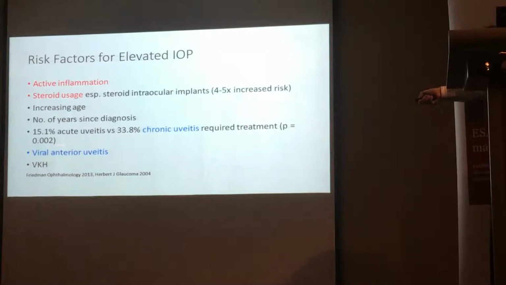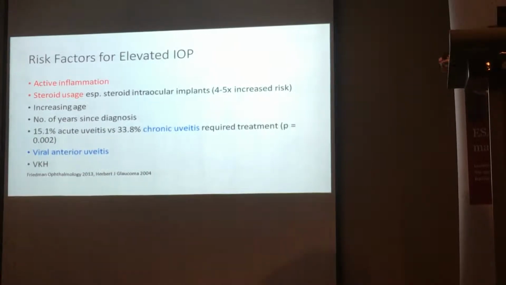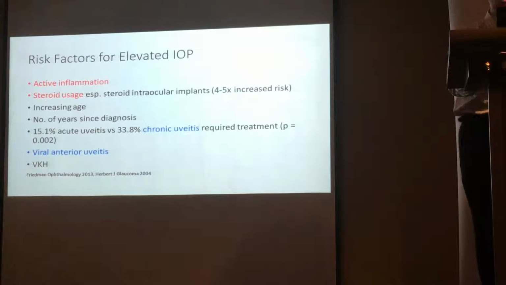And as many of you would probably have experienced already, those with viral anterior uveitis are much more likely to get elevated IOP. VKH patients, probably by the fact that they are very long chronic disease, they would have active inflammation, although sometimes it doesn't look so obvious, and many of them need steroids. They end up having elevated IOP.